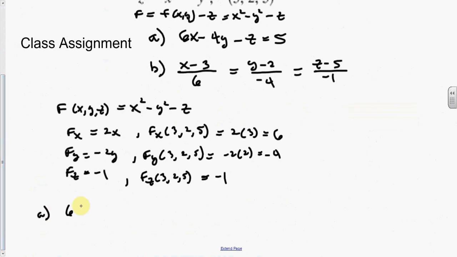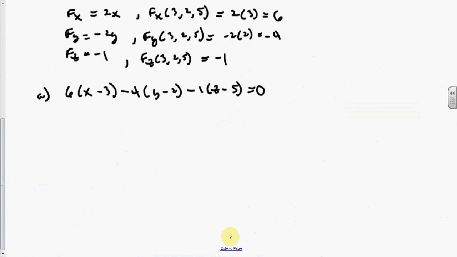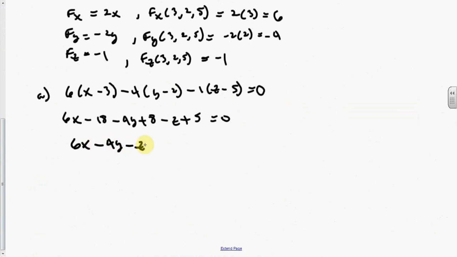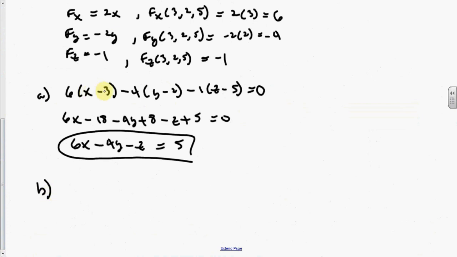So for part A, you have 6 times (x minus 3) minus 4 times (y minus 2) minus 1 times (z minus 5) is equal to 0. We get 6x minus 18 minus 4y plus 8 minus z plus 5 is equal to 0. 6x minus 4y minus z. We get minus 10 plus 5, we get minus 5. We get positive 5 on that side. And then part B, just take (x minus 3) divided by 6 equal to (y minus 2) divided by negative 4 is equal to (z minus 5) divided by negative 1.